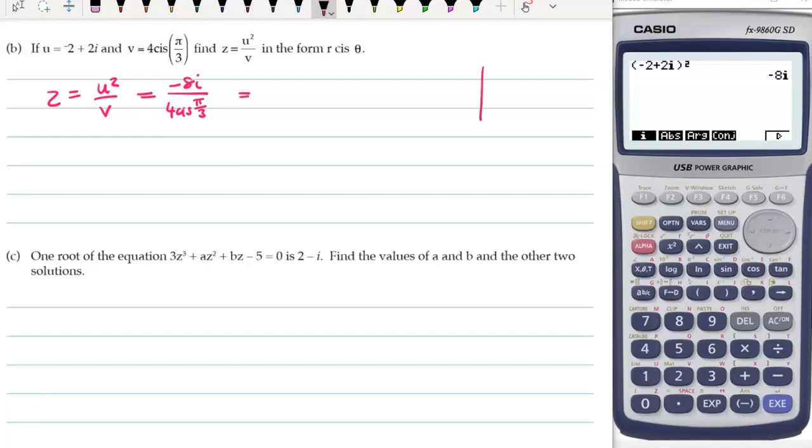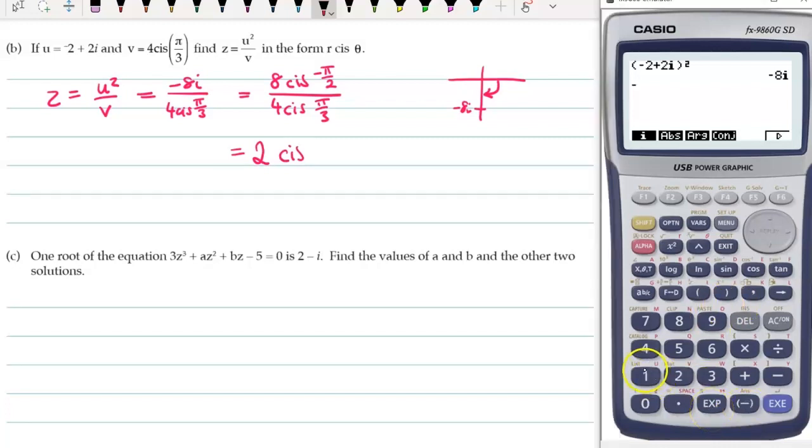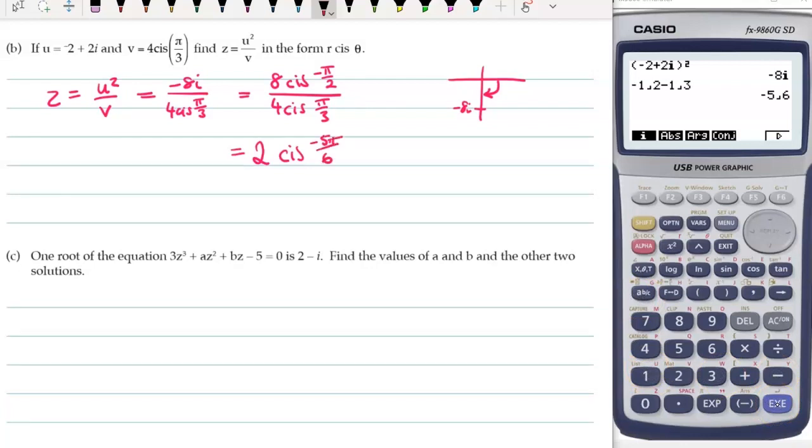Then minus 8i on the Argand diagram will be just here, apologies. It's going to have a length of 8, so it'll be 8 cis, and then the angle here is a negative pi by 2, over 4 cis pi by 3. So if we do 8 divided by 4 for the modulus, we've got 2. When we are dividing in polar form, we subtract the argument, so we've got a negative half of a pi, take away a third of a pi. That's going to be negative 5 pi by 6.